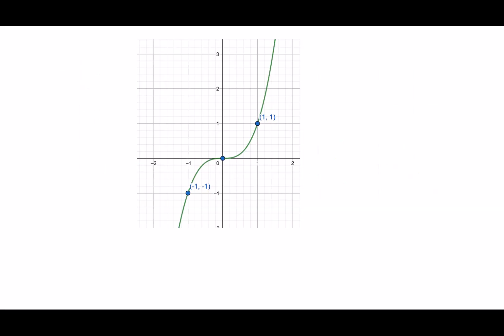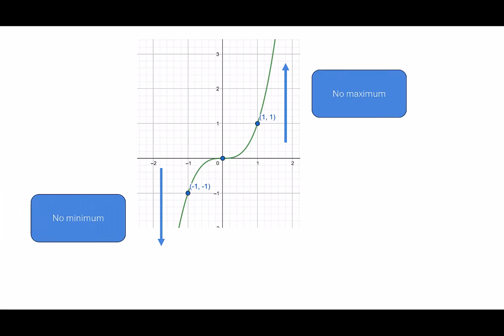In our next graph, which is the graph of f(x) equals x cubed, we can see the function is only increasing. On the left side, our values go down to negative infinity, and on the right side, values go up to positive infinity. We don't have a lowest point, we don't have a highest point. So there's no max and there's no min.